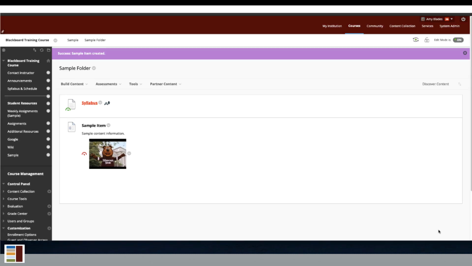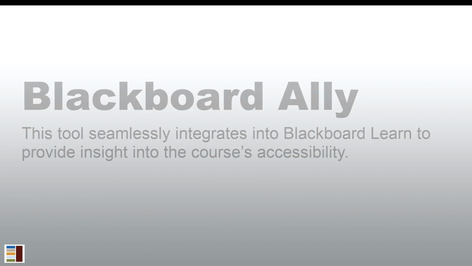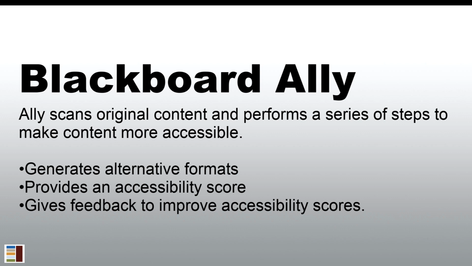The last thing we are going to take a look at is the accessibility of the content we uploaded. Blackboard Ally is a tool that seamlessly integrates within Blackboard Learn to provide insight into the course's accessibility. Your class is full of diverse students with unique learning abilities. Providing them with more accessible original content means they can choose formats that work best for them. Ally scans your original content and performs a series of steps to make them more accessible, such as generating alternative formats for students to download, providing accessibility scores, and giving feedback on how to improve your accessibility score.